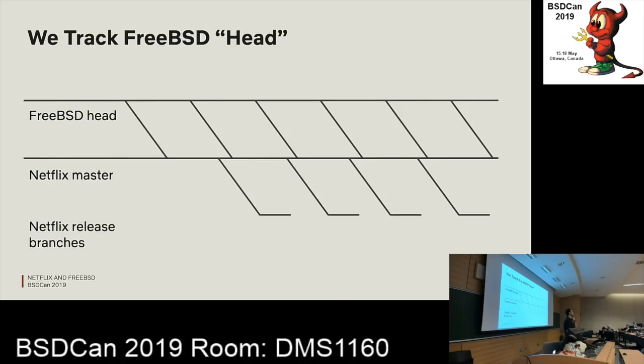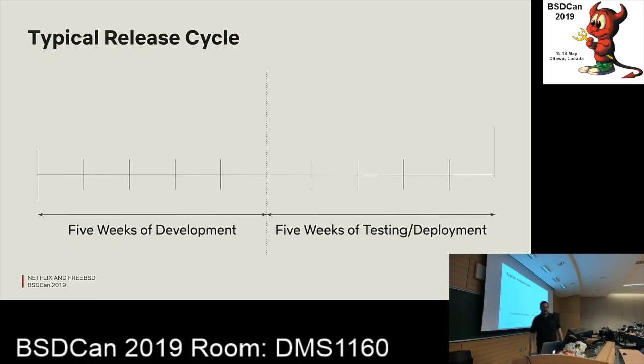One more question, clarifying on this slide itself. I assume that it's intentional that you bring in the merge from head down to the master after you've made the release branch. Yes, I'll get to that on the next slide, I think. So, perfect transition. This is what our typical release cycle looks like. It's 5 weeks of development, 5 weeks of deployment, basically. And of course, real life happens, and so sometimes these aren't exactly this way, but this is about what we shoot for.